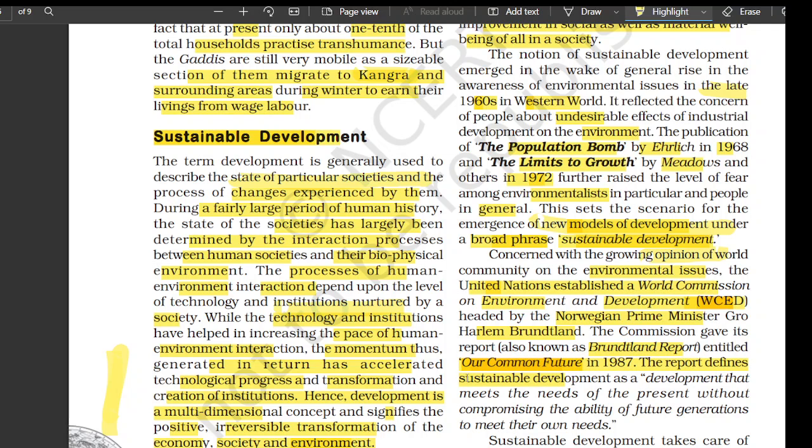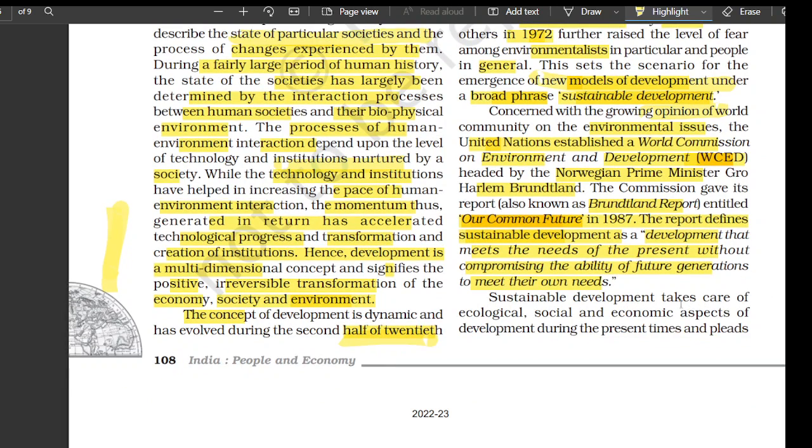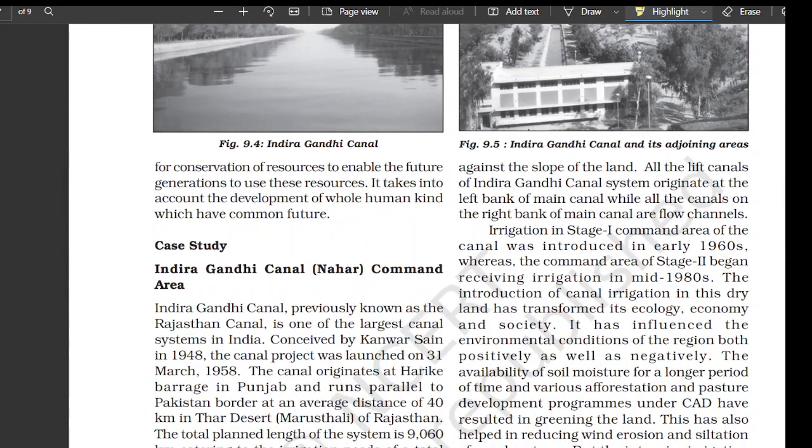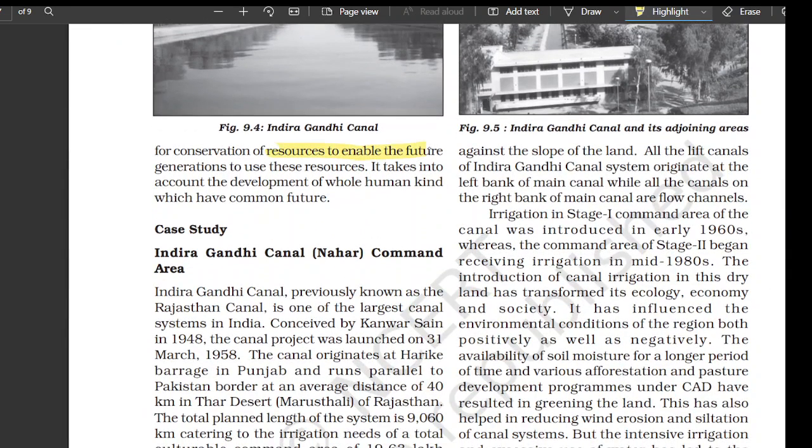The report defines sustainable development as development that meets the needs of the present without compromising the ability of future generations to meet their own needs. Sustainable development takes care of ecological, social, and economic aspects of development during the present times and pleads for conservation of resources to enable future generations to use these resources. It takes into account the development of whole humankind, which has a common future.